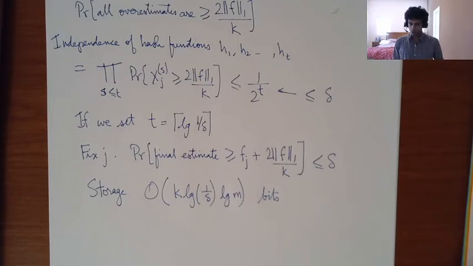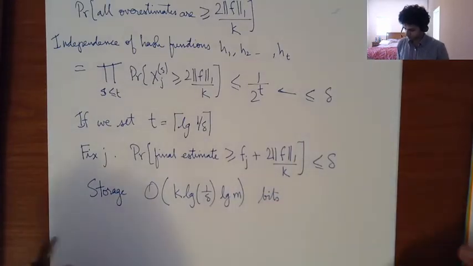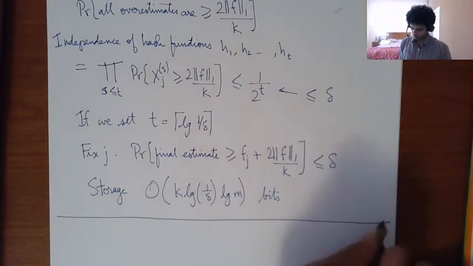Okay, so any questions on that? So that is basically the end of the analysis of the count min sketch.